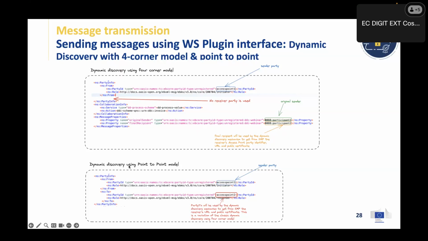With the dynamic discovery point-to-point model, it's a similar process, but instead of taking the receiver participant identifier from the final recipient, the identifier is taken from the to section, and based on this, it will act the same. So it will take this value, it will fetch the details from SMP, and then it will be able to send messages.